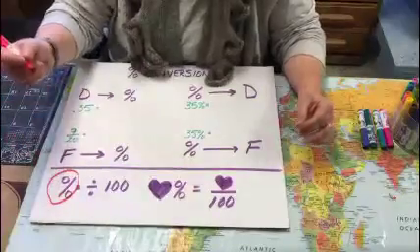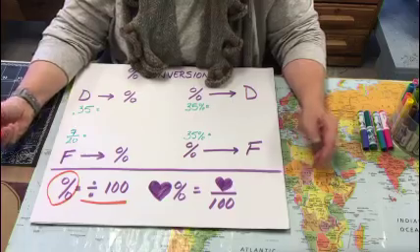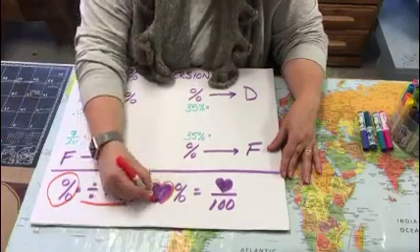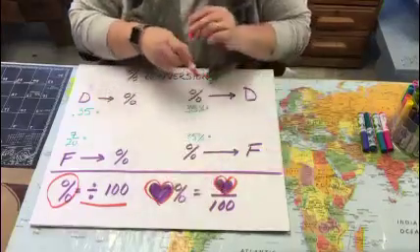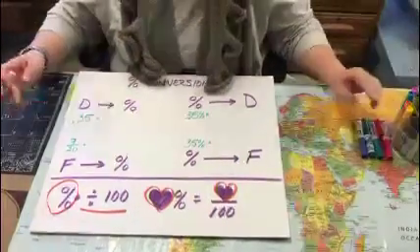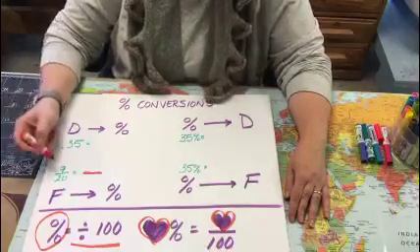Percent means divided by 100. Per for every cent, 100. So no matter what you're talking about, something percent means that something divided by 100, times smaller. That is your stable datum. I'll show you how to use that.